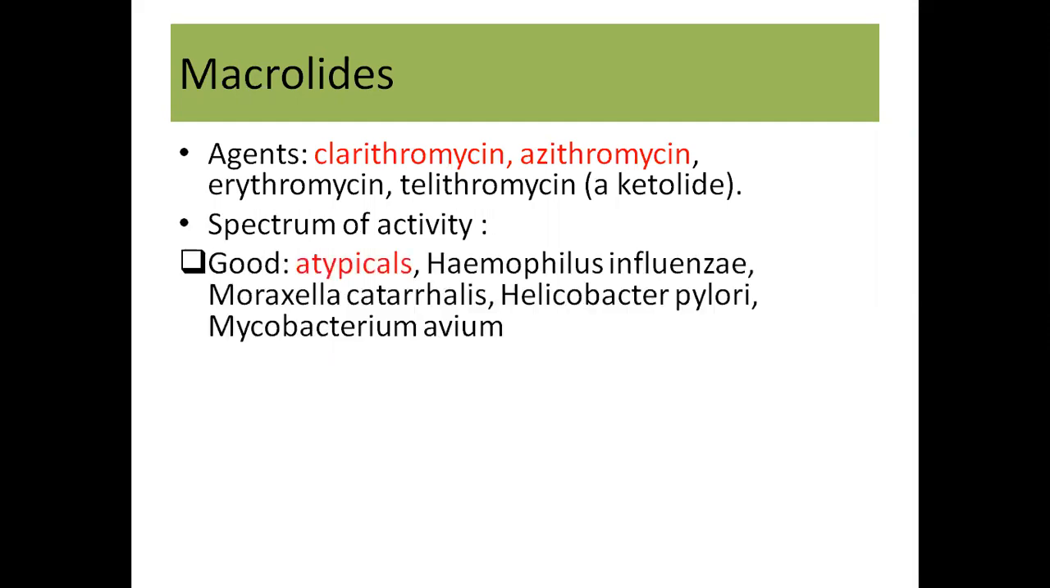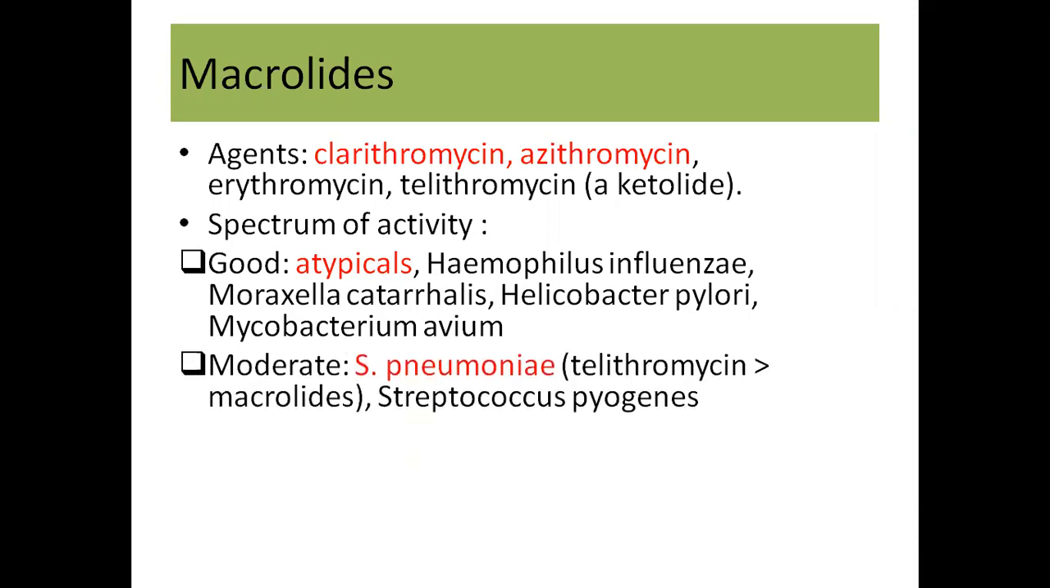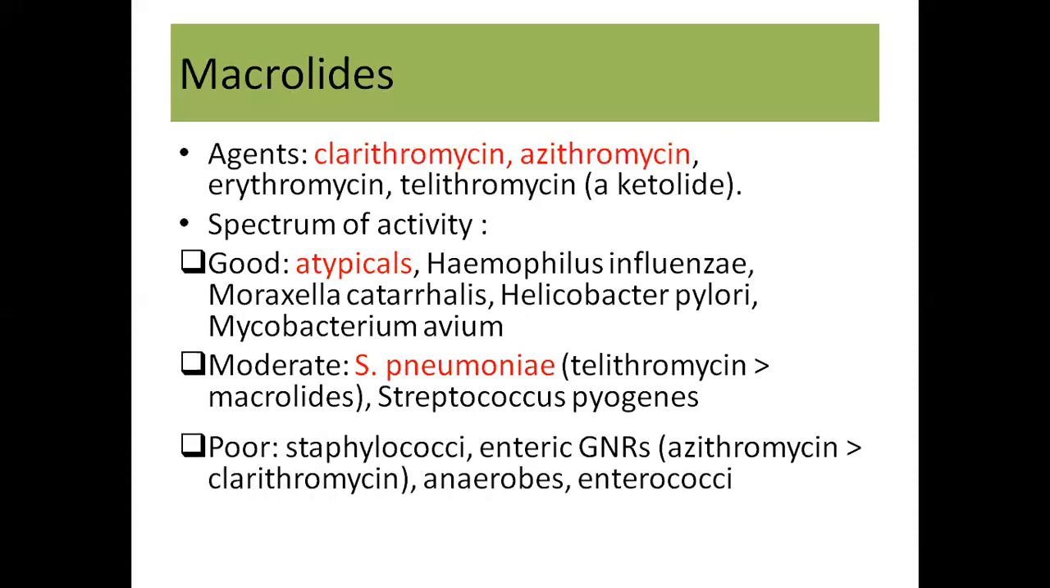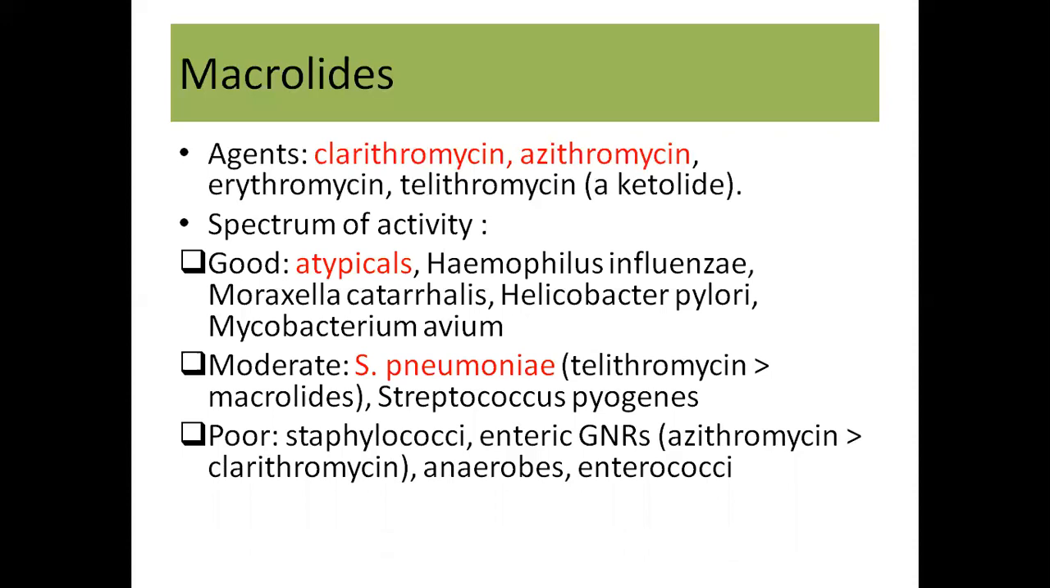The spectrum of activity: they are good for atypical infections, atypical bacteria, Haemophilus, Moraxella, Helicobacter and Mycobacterium avium. Moderate for strep pneumonia and strep pyogenes. منهم نلاحظ على الجود والمودريت activity, نلاحظ بأنه then الantibiotics cover most of the bacteria species اللي هي responsible عن respiratory tract infections. الستريبت نيمو والatypical bacteria والهيموفيلس انفلونزا. They are poor against staph, gram-negative rods, anaerobes, and enterococci.